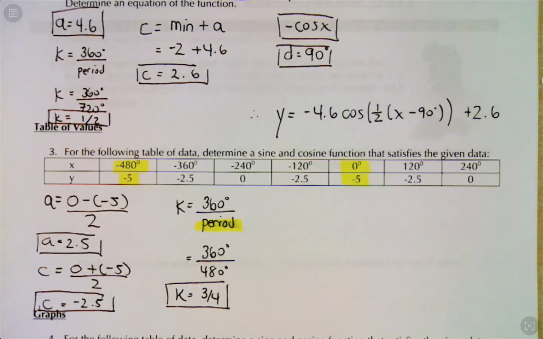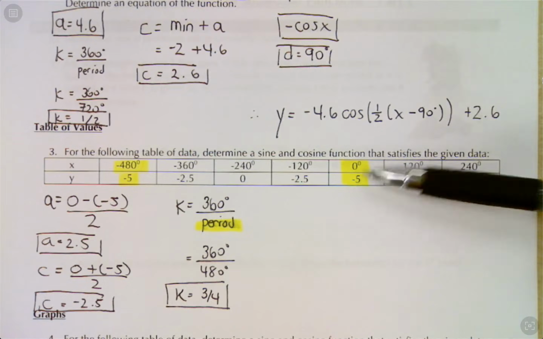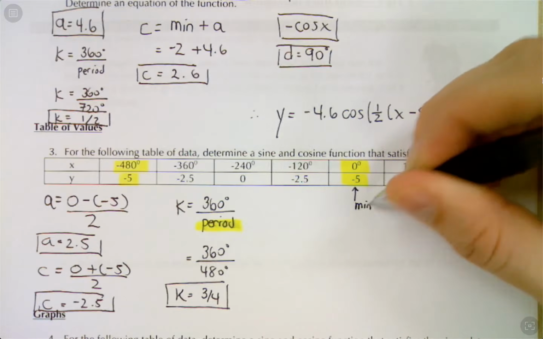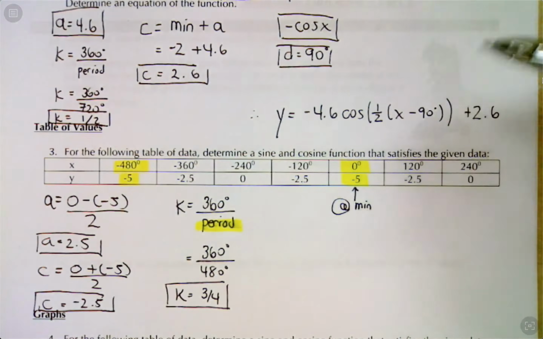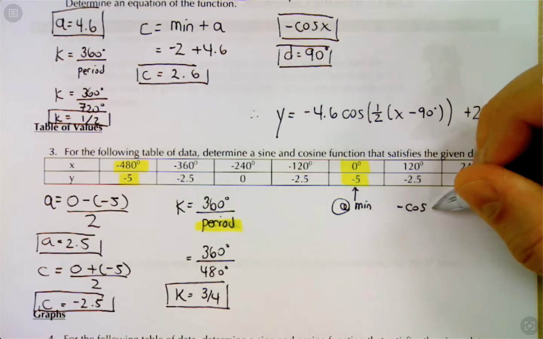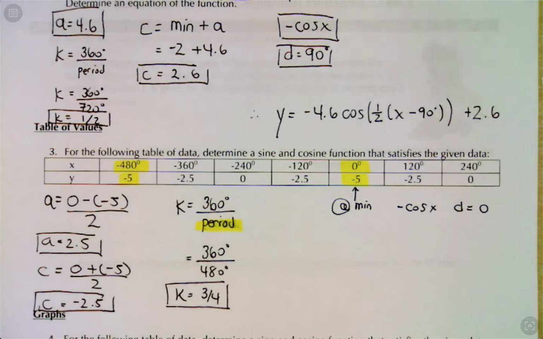Okay, now we've got to pick a model. We're going to do sine and cos. The easiest thing to do is to look at the start. The start of the graph should be at 0, right? And at 0, we're at a minimum. So since we're at a minimum, we could use negative cos, because negative cos starts at a minimum, with a d value of 0. And that would work out.